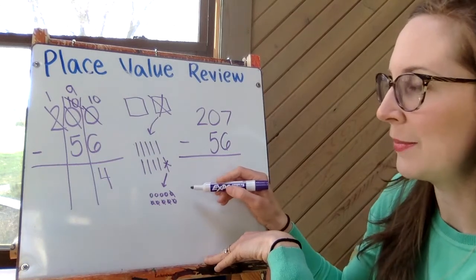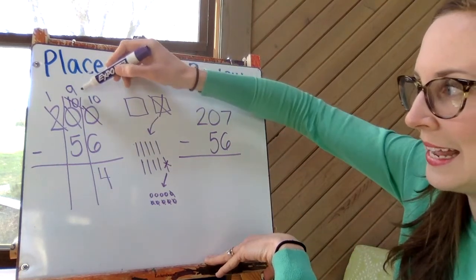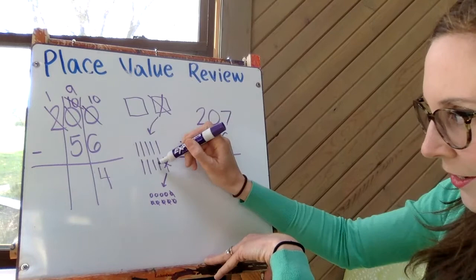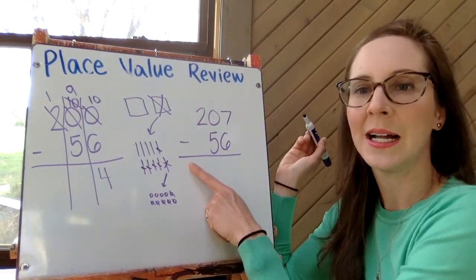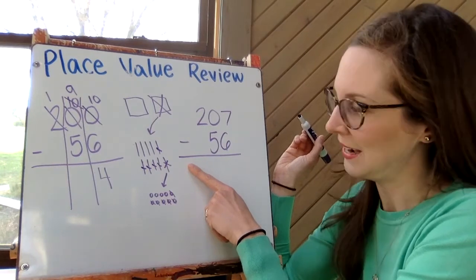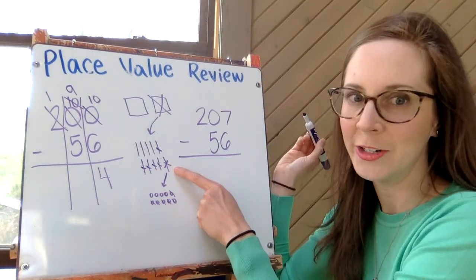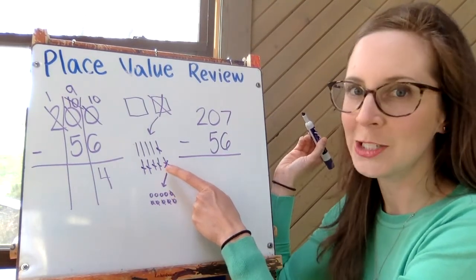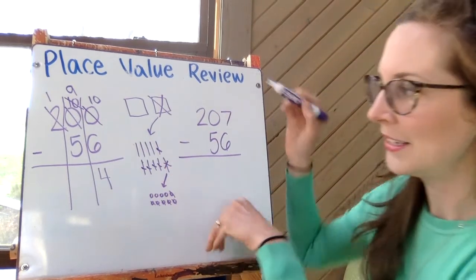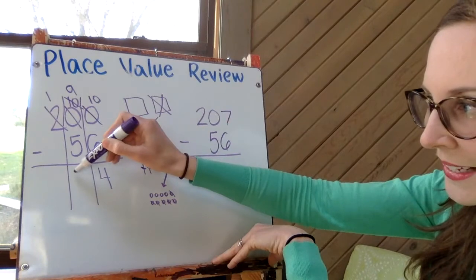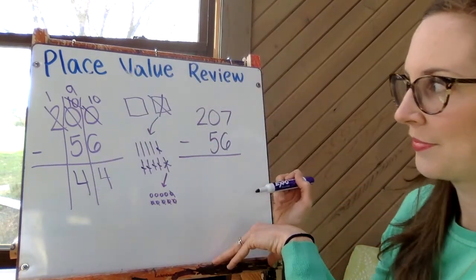Next, I can subtract my tens. 9 tens minus 5 tens. 1, 2, 3, 4, 5. Of course, I'm not subtracting the 10 that I ungrouped. I like to use an X for when I ungroup, and if I'm using my picture to help me subtract, I just use a little slash mark. So 9 tens minus 5 tens is 4 tens.